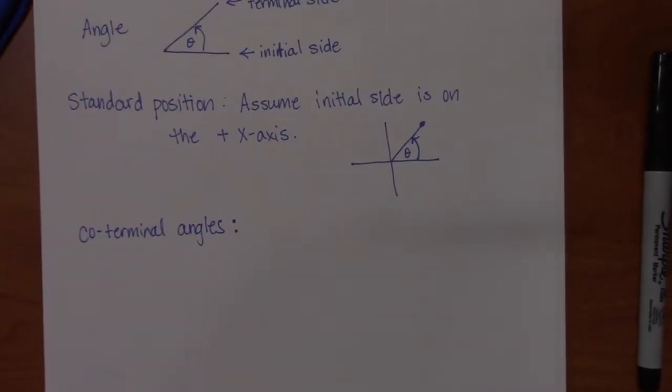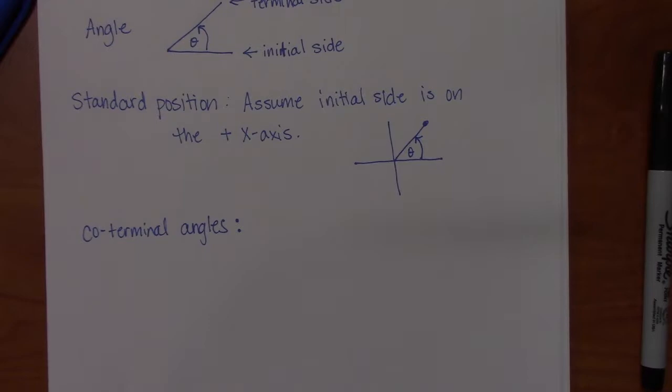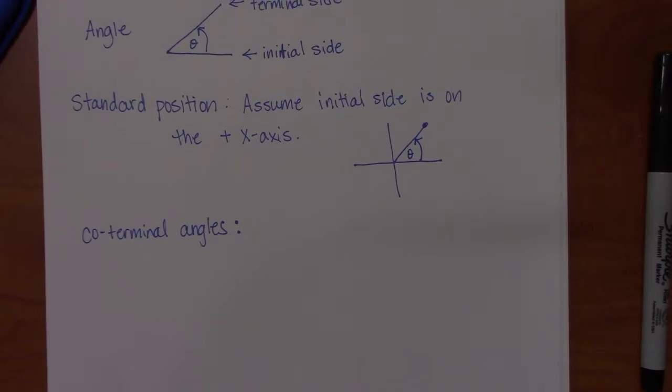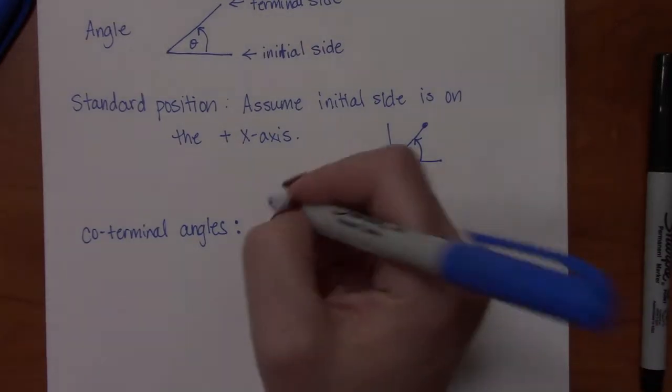All right, so coterminal angles. Well, terminal, that's the terminal side. Co, think of it as meaning share. So what coterminal angles are is angles that have the same terminal side.